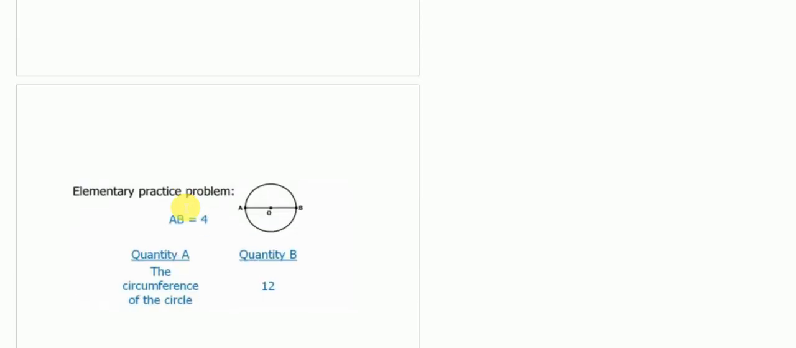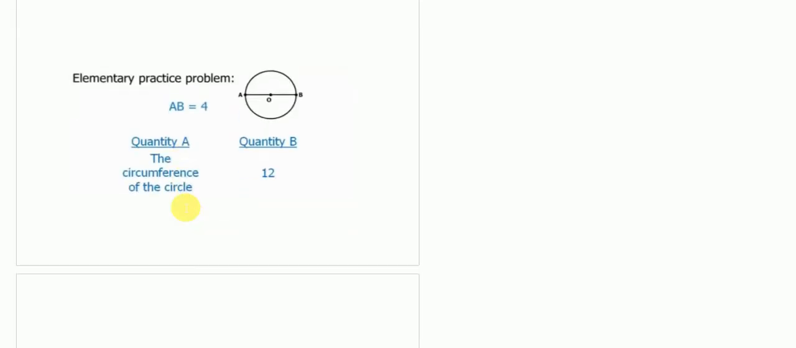All right. So once again, let's do some geometry in quantitative comparison. We have a circle with the diameter AB, and the length of the diameter is 4. Now what is quantity A? The circumference of the circle. And what is quantity B? That's 12. So how do we compute the circumference of the circle?